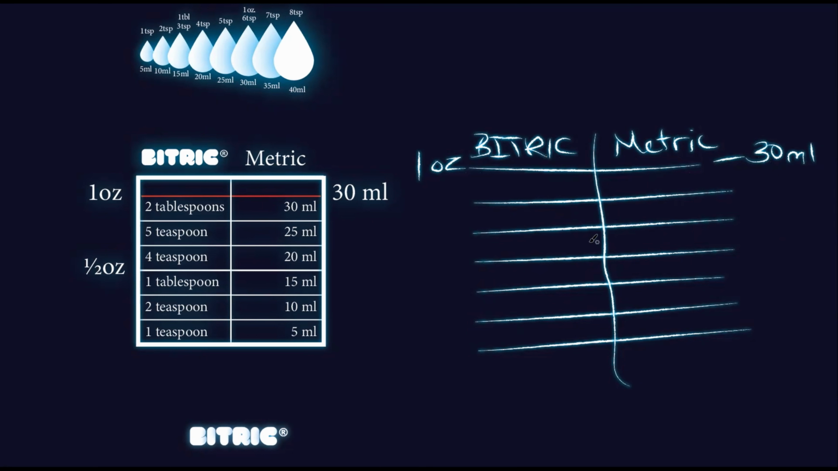So after you have 1 ounce up here, you want to come down 1, 2, 3 spaces, and that's where you'll have a half an ounce, which is very important. Then on this side, you're going to have 5 milliliters being your smallest section. And 5 milliliters is equivalent to 1 teaspoon.